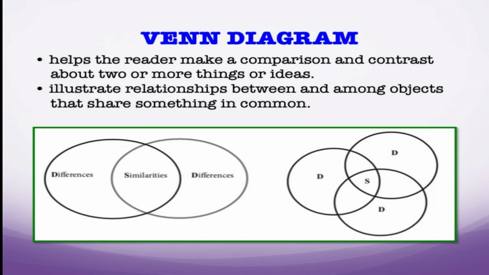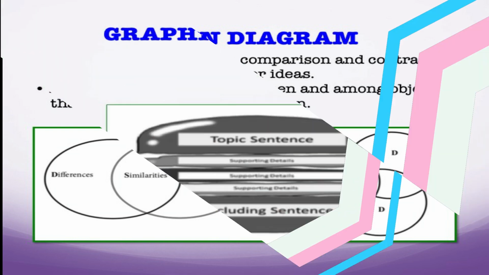The Venn diagram, on the other hand, is commonly used in comparing and contrasting two or more ideas, concepts, characters, places, or things. This is useful in showing similarities and differences between or among ideas or concepts presented. It uses circles where the overlapping portion contains the similarities, while those outside the overlapping sections are the differences.